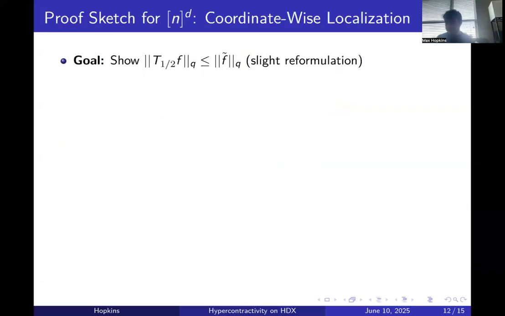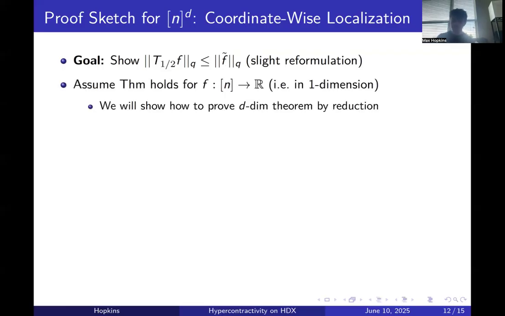Okay, so I want to spend the last 5 minutes or so giving a rough proof sketch of the symmetrization theorem. I'm going to start with [n]^d, and then give a high-level idea of what the barriers are and how you extend this theorem to high-dimensional expanders. Our goal, which we'll rephrase slightly by moving the noise operator from the right side to the left side, is to prove just the upper bound. We want to show that the q norm of T_{1/2} f is upper bounded by the q norm of the symmetrization of f.